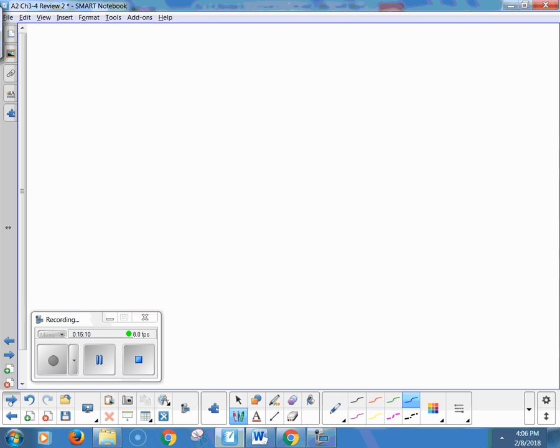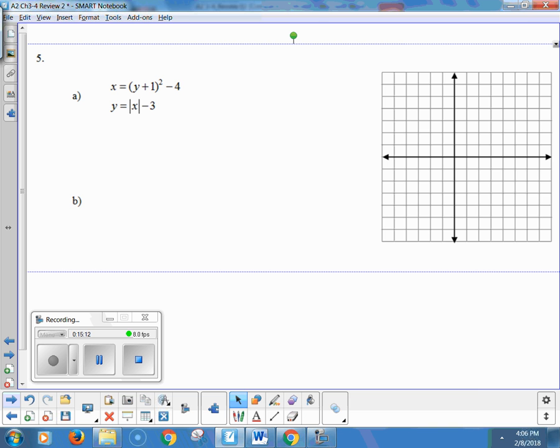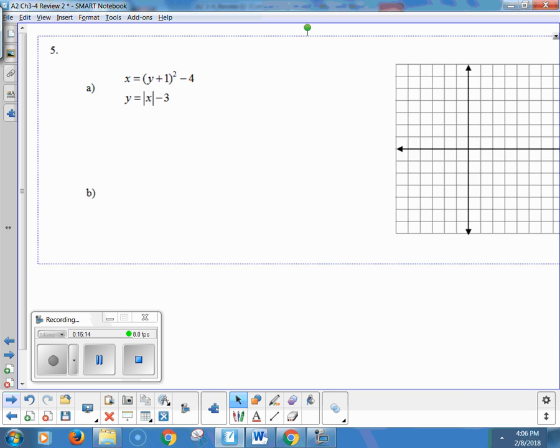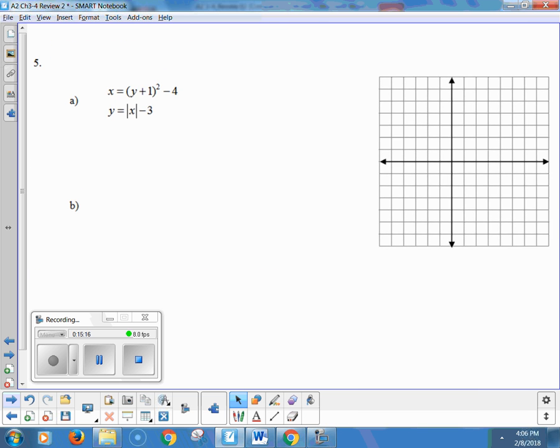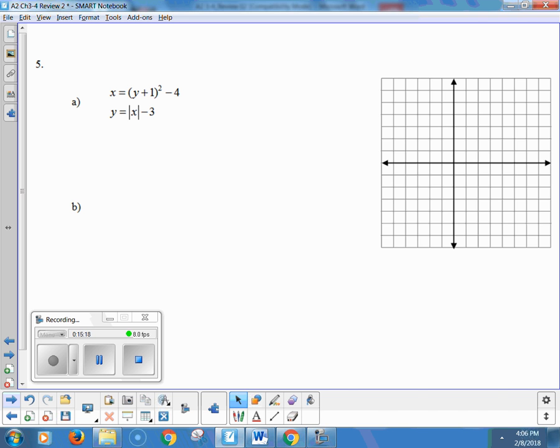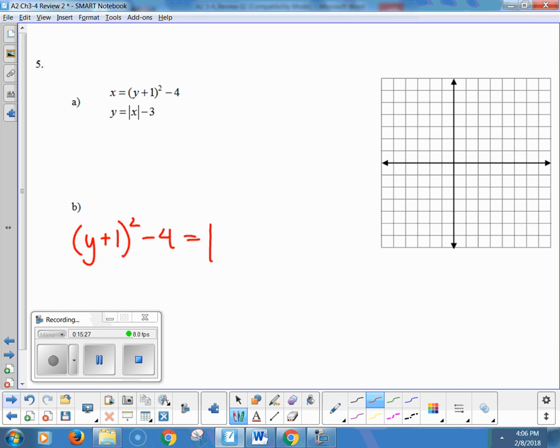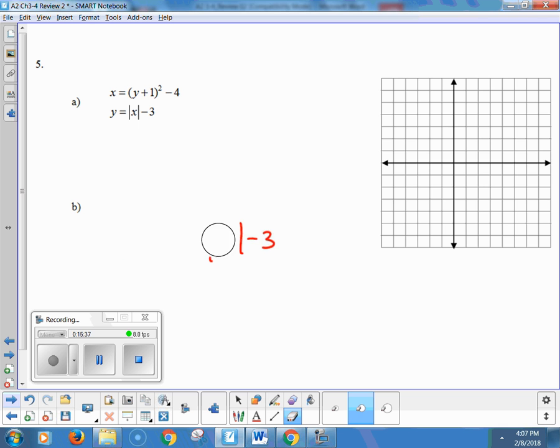Moving on to number 5. Number 5, again, we have a choice of solving this algebraically or graphically. And if we were to solve it algebraically, we'd have y plus 1 squared minus 4 equals the absolute value of x minus 3. So we've got this squaring and absolute values, and it just looks so confusing, and I think I'm going to not try to do this algebraically and just solve it graphically.